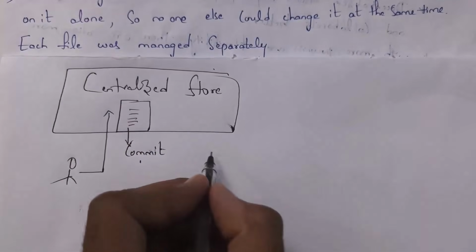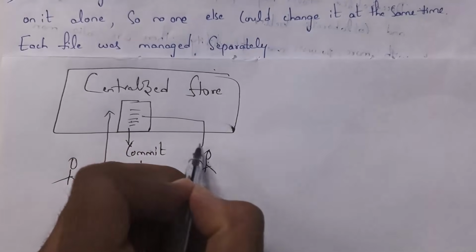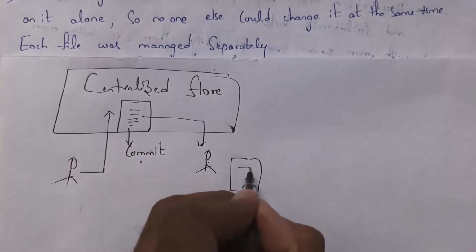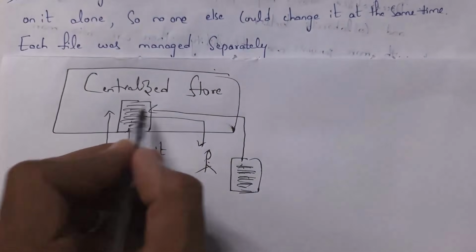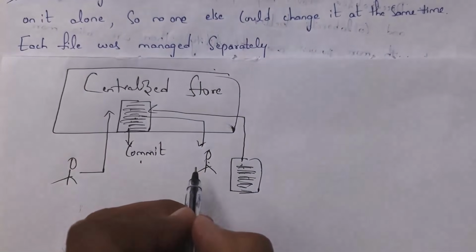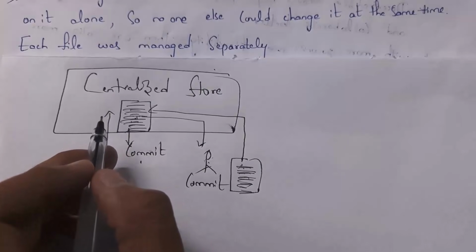For example, now there is another developer. This developer wants to update this code. So he will take this code and he will update that code. Now we will merge this code with the existing code. After merging this code, he will perform a commit operation. That is nothing but now this code is stored permanently in the centralized store.